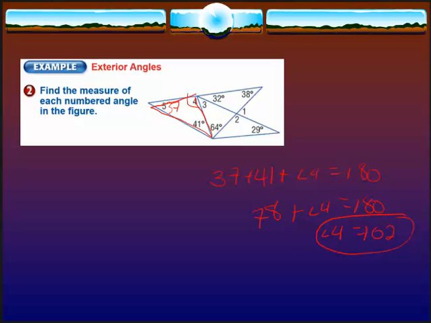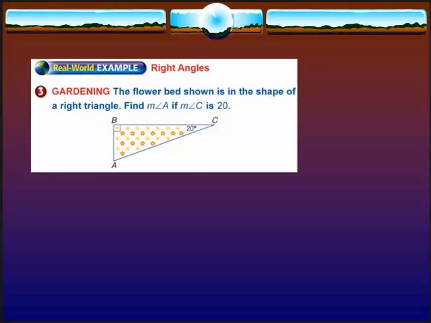All right, so that is it for today. I'm going to leave this one to you to figure out. The flower bed shown is the shape of a right triangle. Find angle A. That should be super easy for you to do now that you have had plenty of experience adding up all three angles to 180 degrees. Okay, until next time.